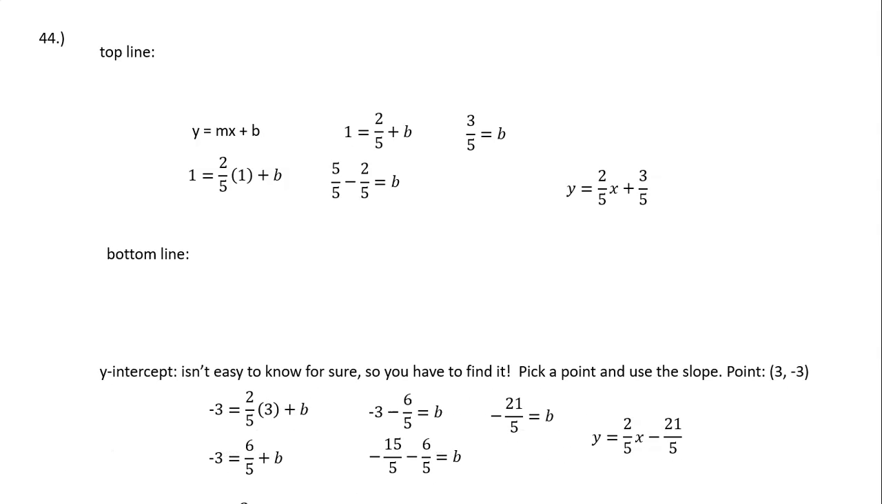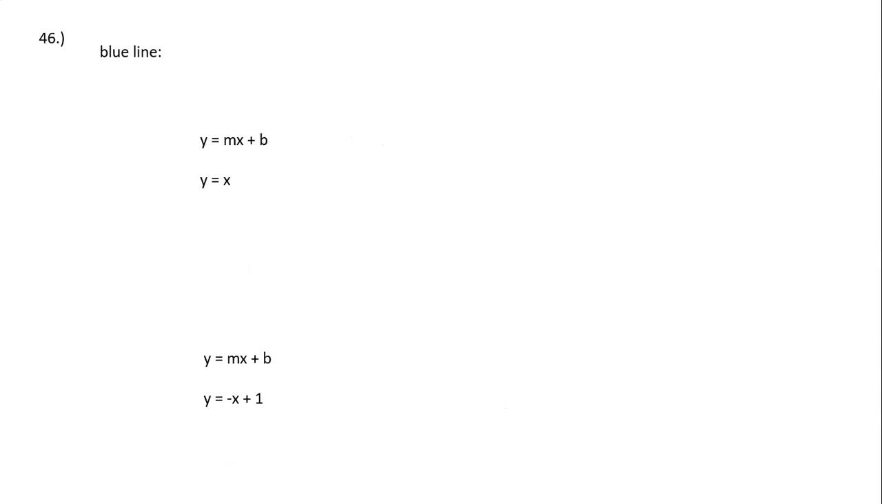Alrighty, so let's look at number 46 now. All right, our blue line. We can see that the slope is 1. We rise 1, we go 1 to the right, very easy to see. And we also can see here that it crosses at the origin. Well, that makes our work really easy, because if it's crossing at the origin, that is also our y-intercept, which is the value of b. So we already know b for this one, and we don't have to find it.